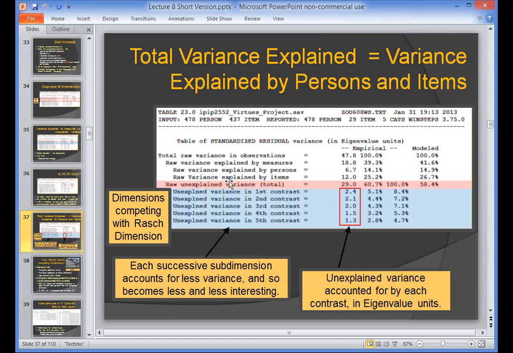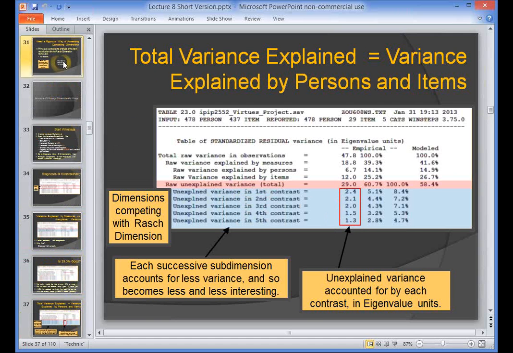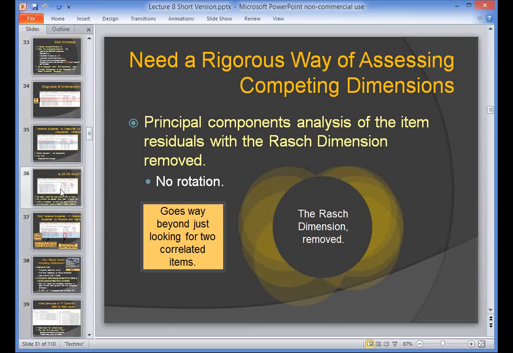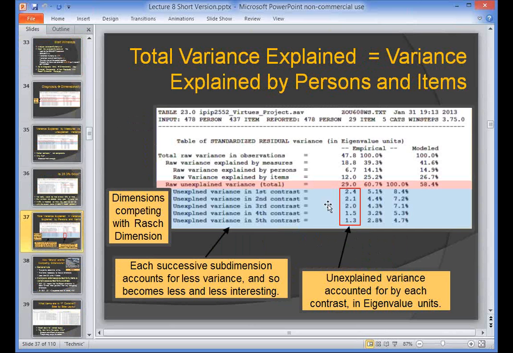And the reason they're called contrasts goes all the way back to this slide, because you can see here that I've got the Rasch dimension removed. So when I look at the results of this principal components analysis, I'm essentially contrasting the stuff that's over here with the stuff that's over here. The Rasch dimension is gone. Ideally, all of the signal is gone from the residual variance. Okay, the residual variance is just noise. There's no signal left in it. So ideally, all of that would be gone.